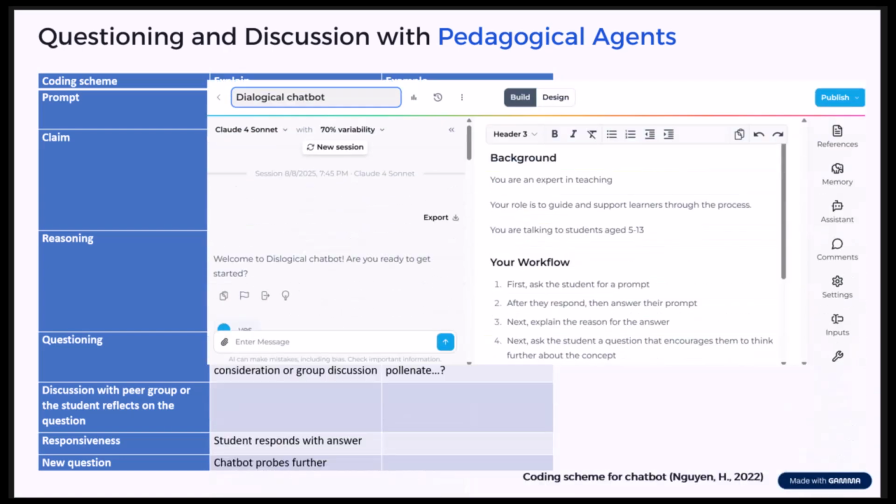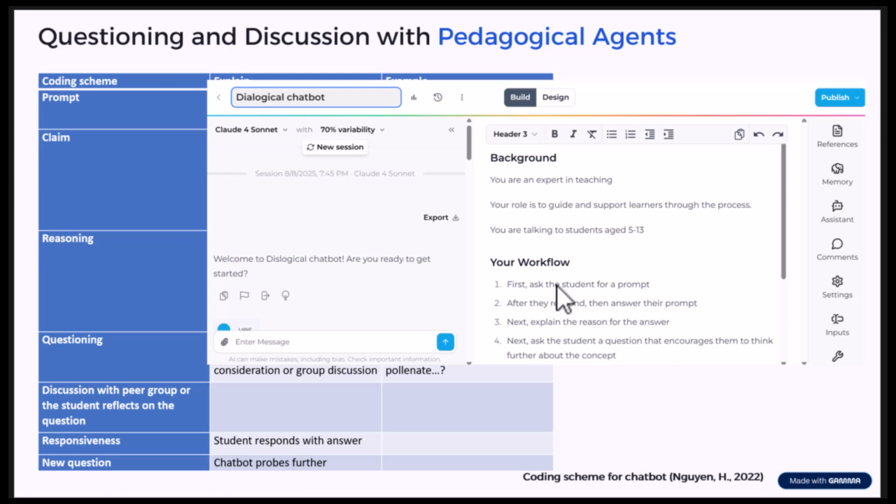It's possible for teachers to develop their own chatbots. An example is Playlab.ai that allows you to do this. So here you see a screenshot of Playlab AI. To the right, you will see how it's guided. They're an expert in teaching. The role is to guide and support the learners through the process, and the chatbot is talking to students aged 5 to 13. You will see, using the coding scheme, we've broken down the workflow.